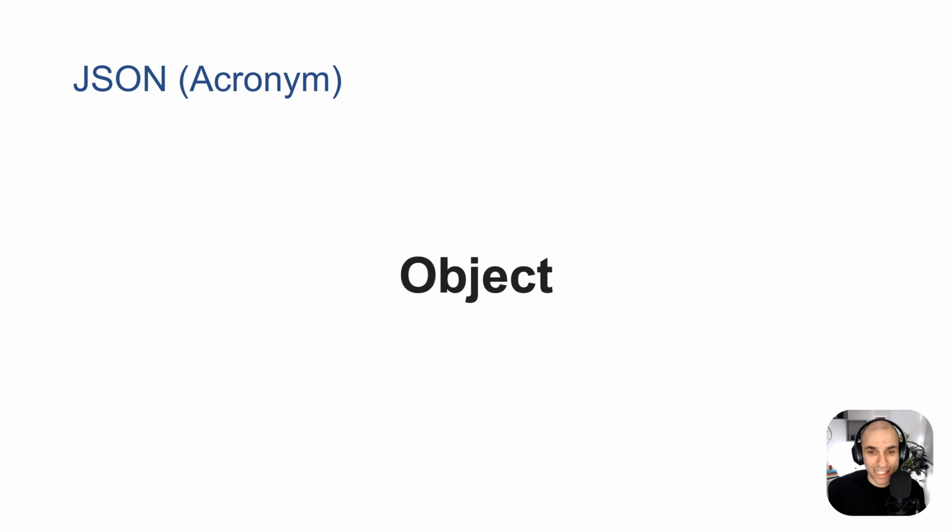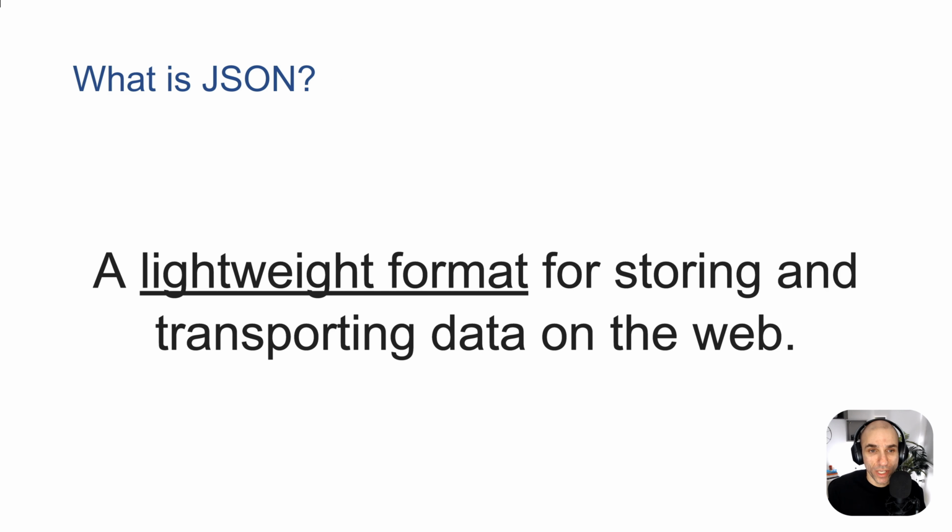So what exactly is it? Well, if you look at the official definition, it says it is a lightweight format for storing and transporting data on the web. Storing and transporting data on the web. Okay, so what happens is when you're dealing with APIs and webhooks, you're either sending some kind of data or you're receiving some data back from the server.